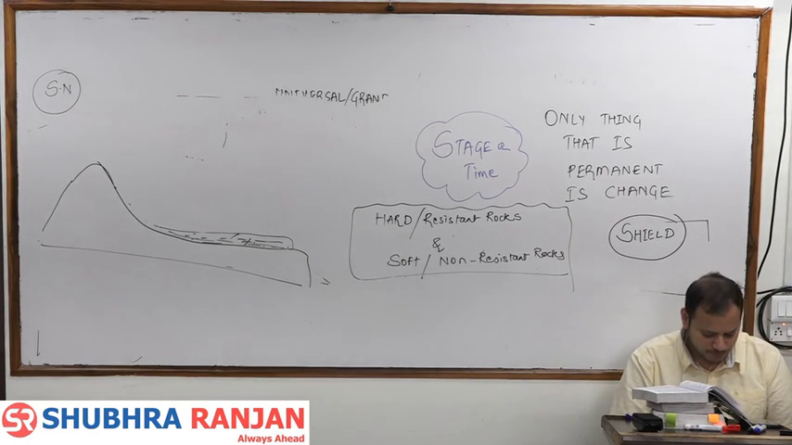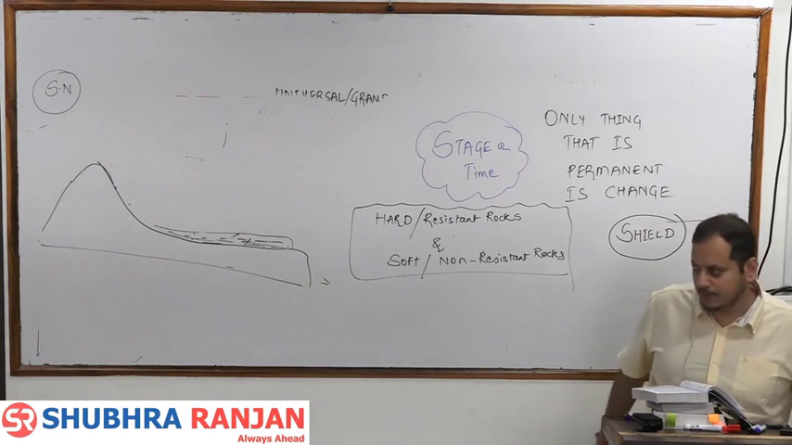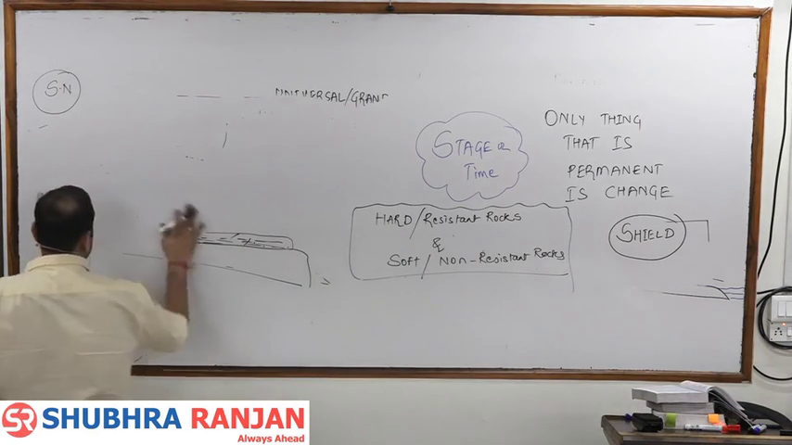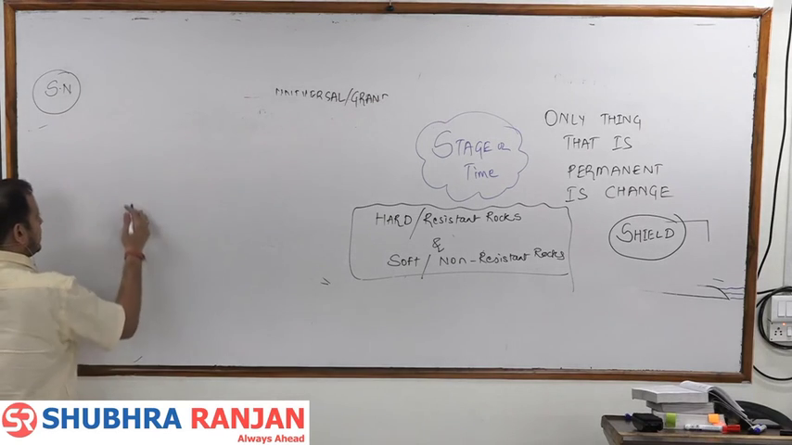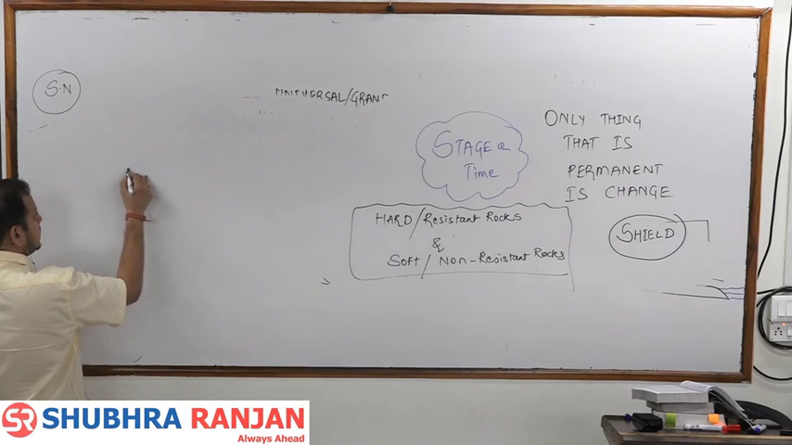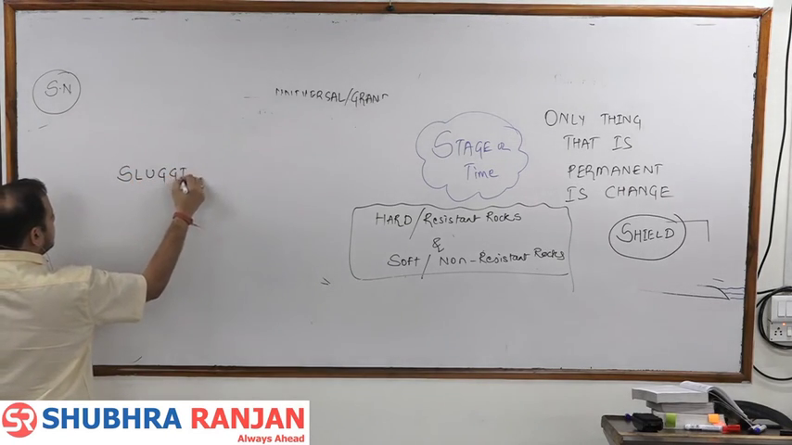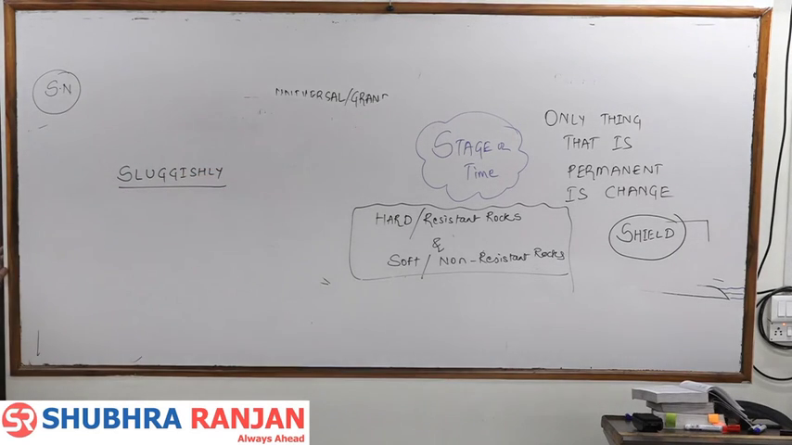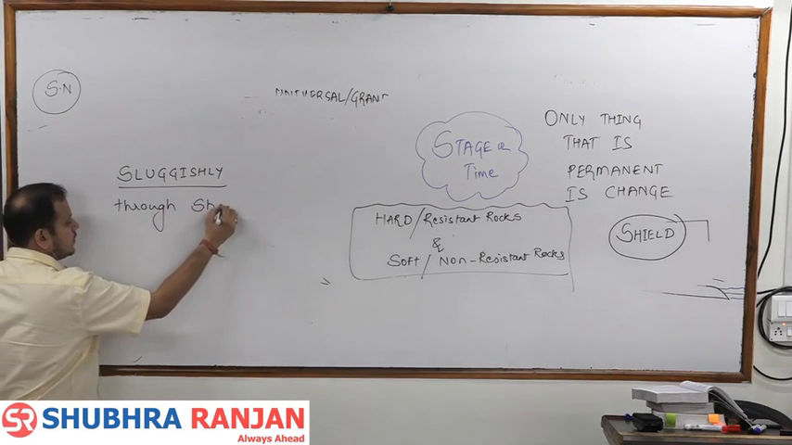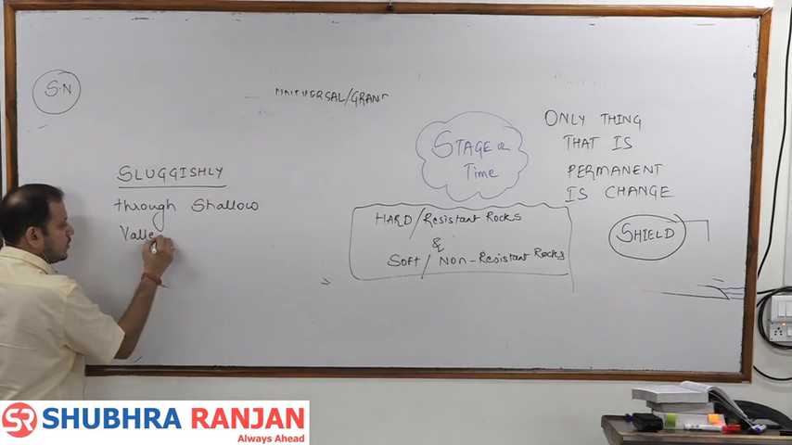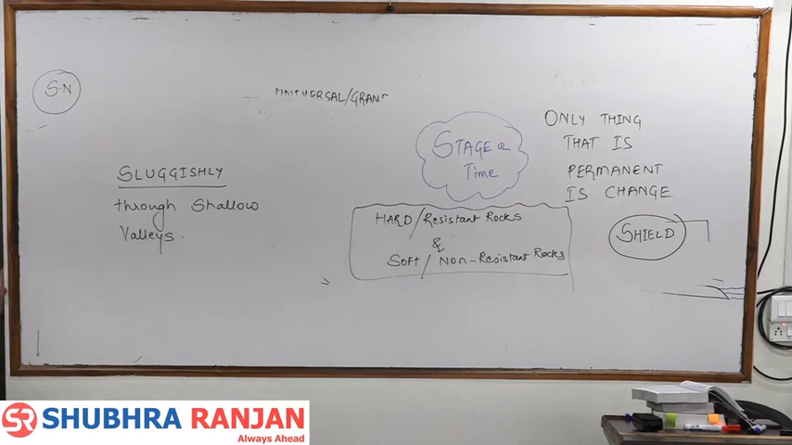Shows an evidence of dominance of metallic minerals, which are highly resistant to erosion, and hence rivers flow sluggishly, matlab very slow pace, through shallow valleys, very slowly through shallow valleys.